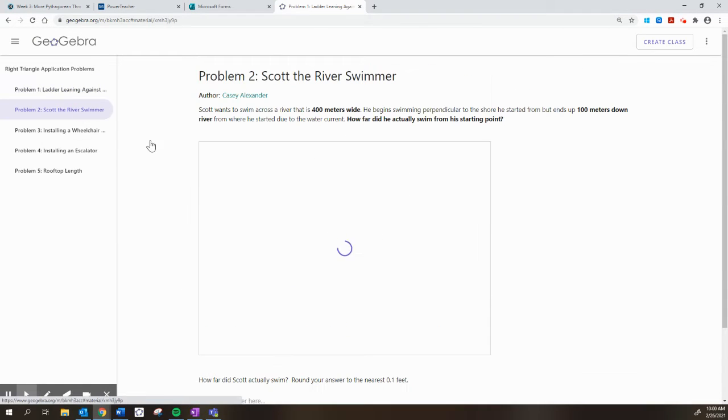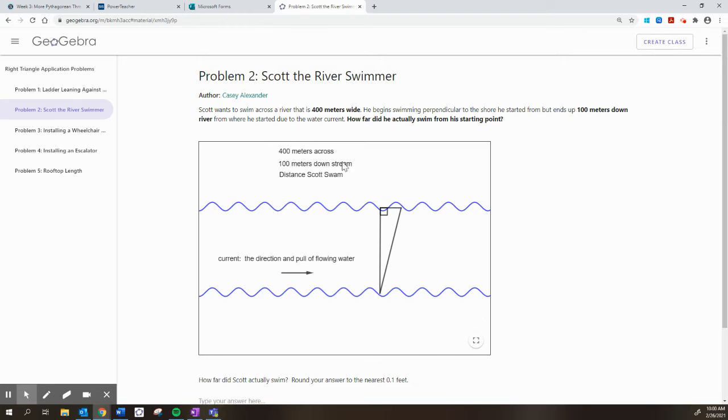All right, Scott the river swimmer. I probably could have made this diagram a little easier to understand, but if you start on this side of the river and swim across to the top side, you wouldn't swim straight across because the current pulls you downstream. Instead, you'd swim along this diagonal line. It says Scott wants to swim across a river that's 400 meters wide, so this leg of the triangle is 400 meters. He begins swimming perpendicular to the shore, but he ends up 100 meters downriver, at the end of this diagonal line.